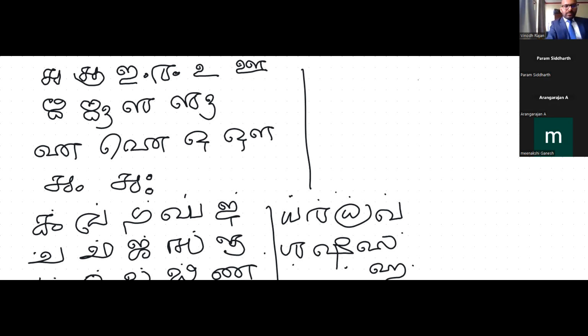So let's write one more time, all together. G, ga, gi, gu, gu, gr, gr. Let me write it properly.